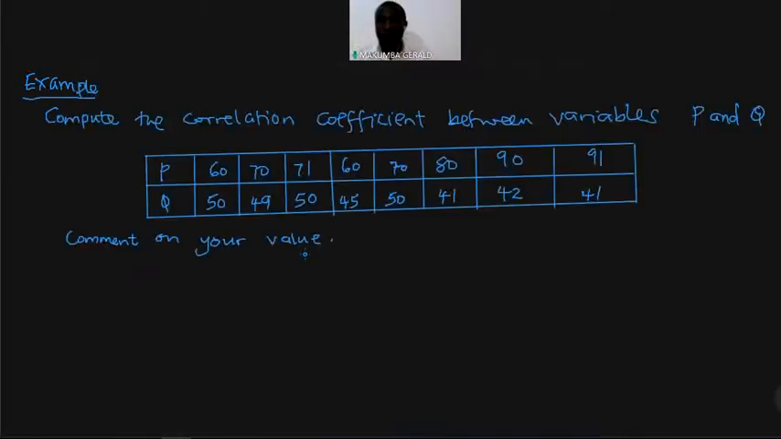Now, in what you are going to do today, in the second example, we are going to have data which is given to us. We shall have the row of X, we shall have the row of Y, or it can be any other variable, dependent and independent. Now, in today's example, we are going to see that some values are going to be repeated. So our question is saying, compute the correlation coefficient between variables P and Q. So we have variables P, these are values, and variables Q, these are values. Now they need us to comment on our value which we have got.